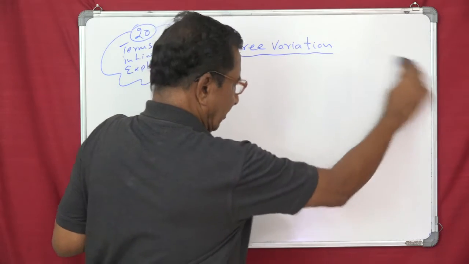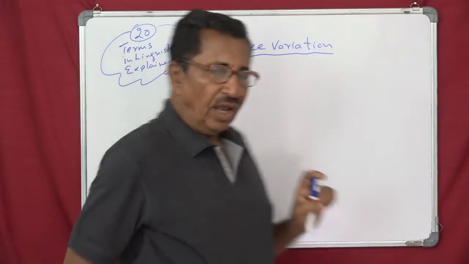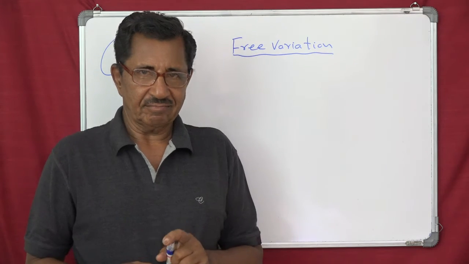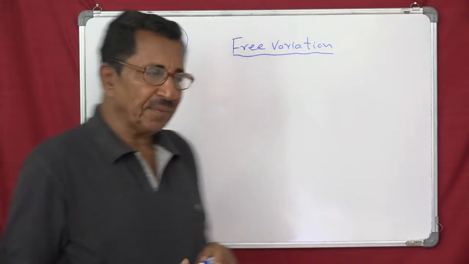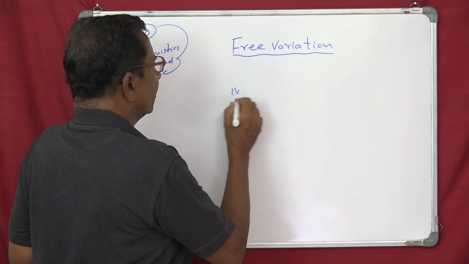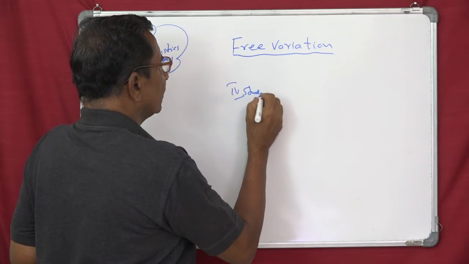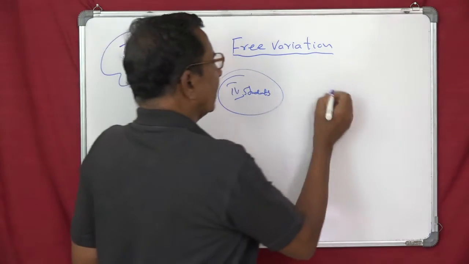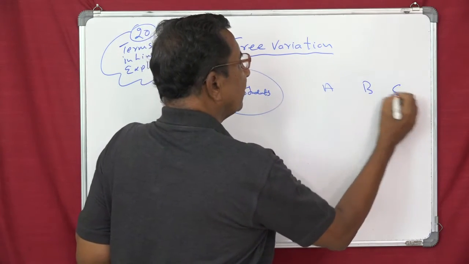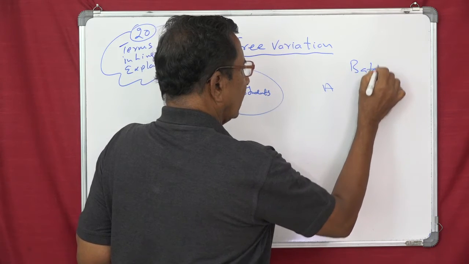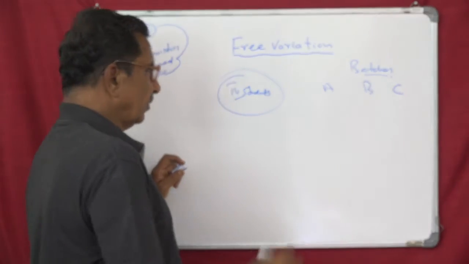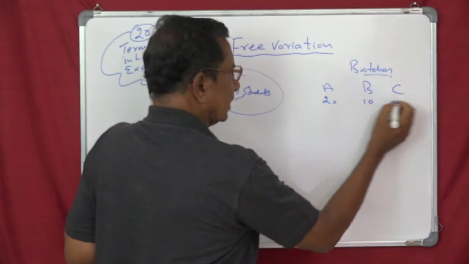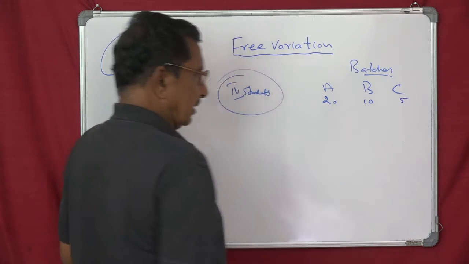So in other words, you can make a statement like this: allophones of all phonemes are in free variation. That is it. I will give an example. Suppose there are standard 4 students. That's a group. And you have the standard 4 with A, B, C batches. So these are the batches of standard 4. Now there are 20 students here, 10 students here, and 5 students here.